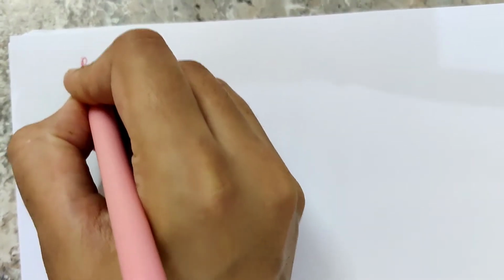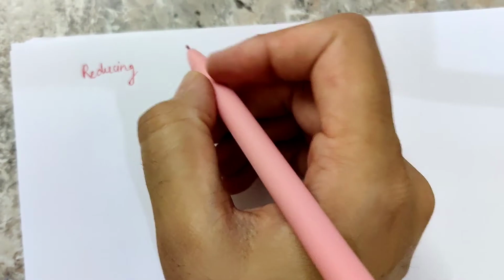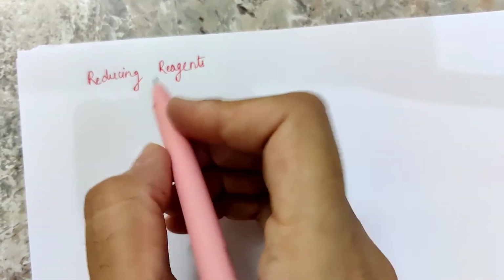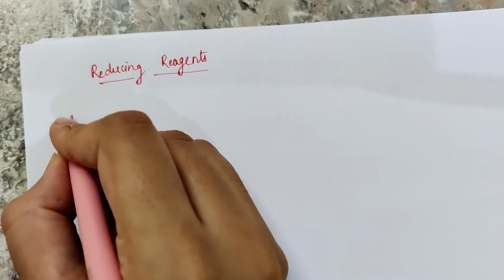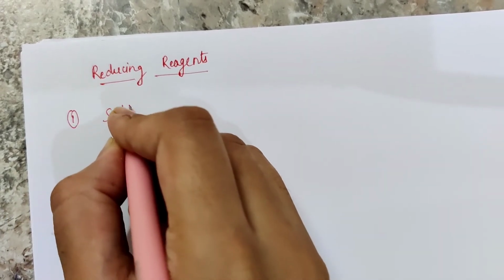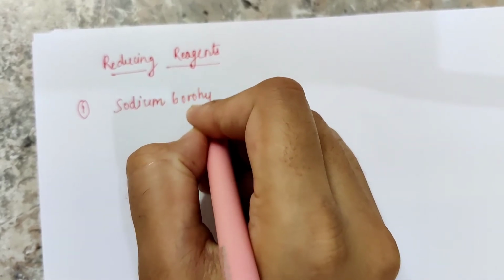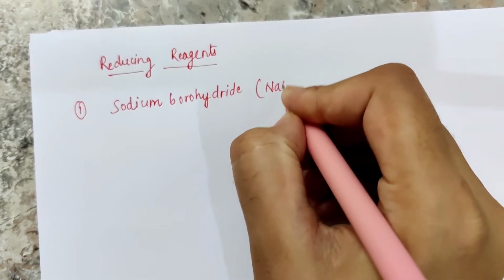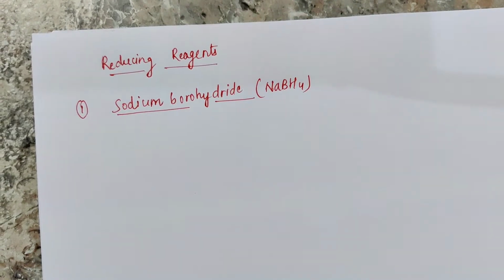Today we are going to study about reducing reagents. The very first reagent that we are going to discuss is sodium borohydride, that is NaBH4.